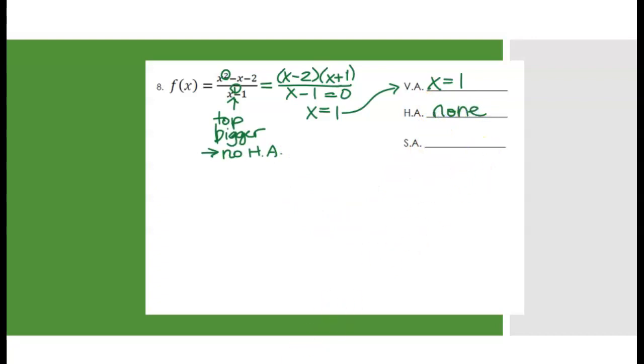And because the top degree is bigger by 1, that means we're looking at a slant asymptote situation. So y equals something is going to be a slant asymptote. How do I find a slant asymptote? Raise your hand if you can tell me how I find it. Yes, sir. Long division, right? So I actually need to divide. I'm not going to divide what's already factored, because that's silly. I'm going to divide the original problem.